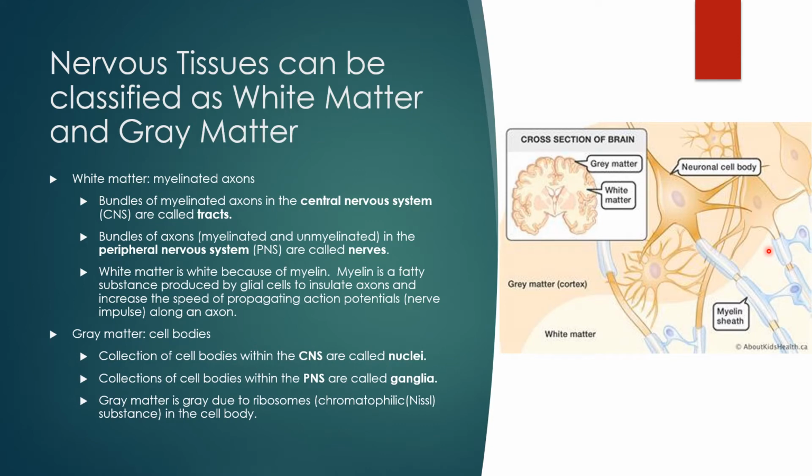Gray matter are the cell bodies. Collections of cell bodies within the central nervous system are called nuclei. Collections of cell bodies within the peripheral nervous system are called ganglia. Gray matter is gray due to the ribosomes in the cell body. These ribosomes are also called chromatophilic or Nissl substance.